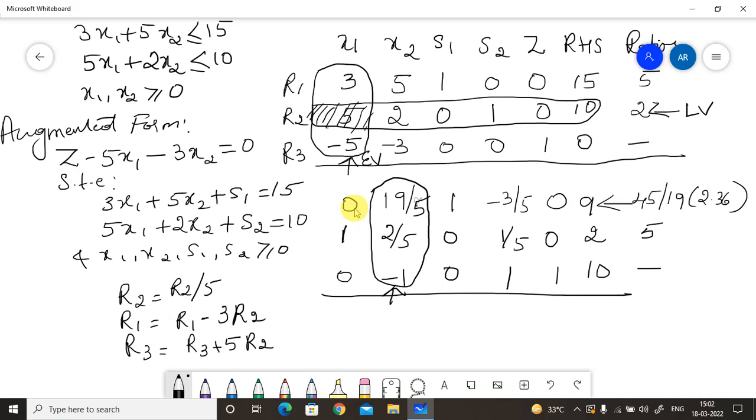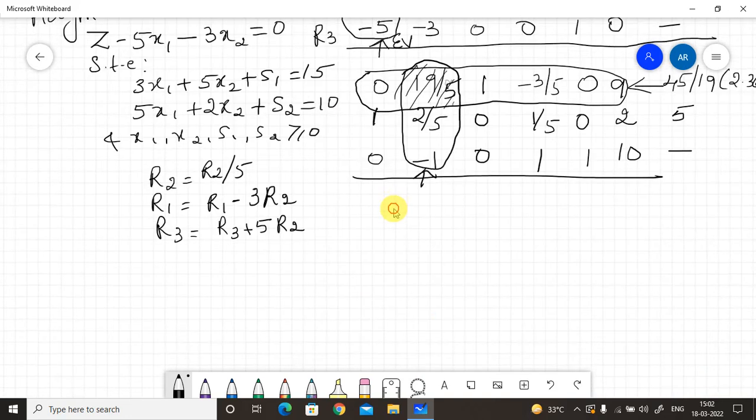Okay, so now I'm going to encircle the entire row. That's the first row. Now what you need to do is make this 19 by 5, which is the intersecting value, into 1, and this minus 1 you have to make it 0. So now you have to find out the new formulas for that.